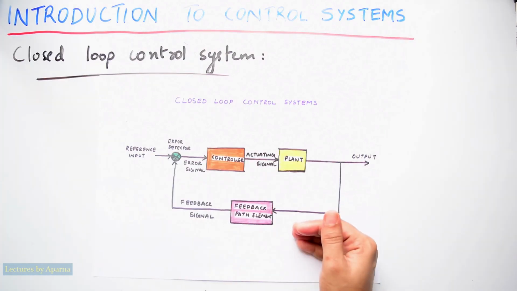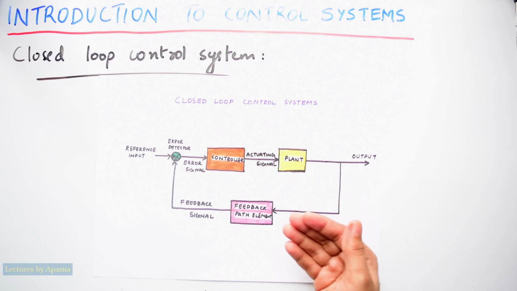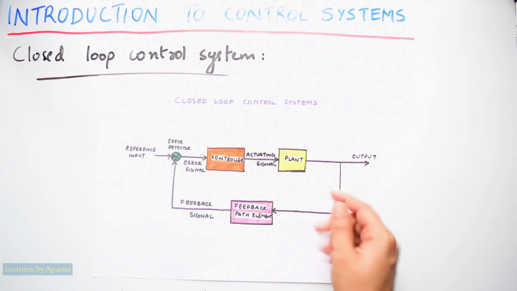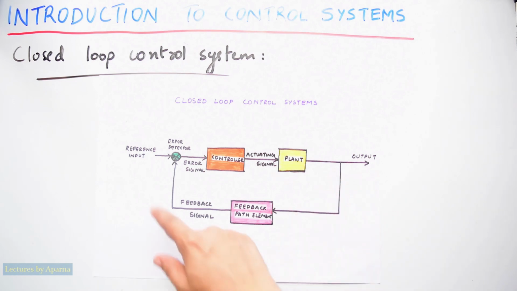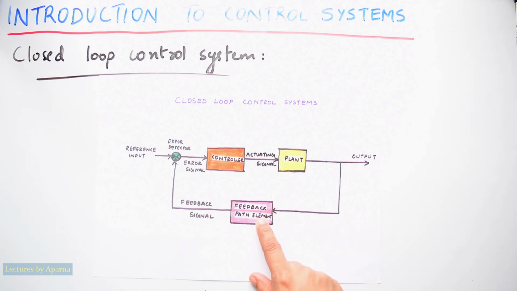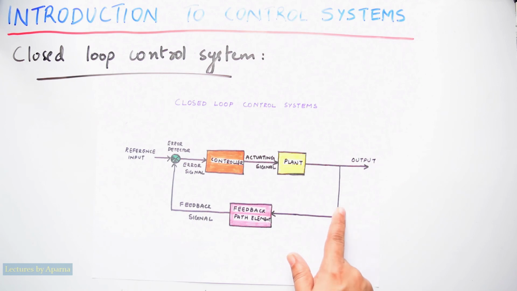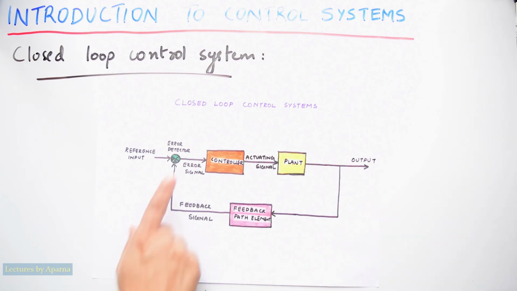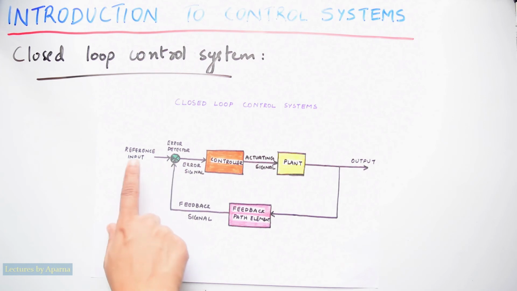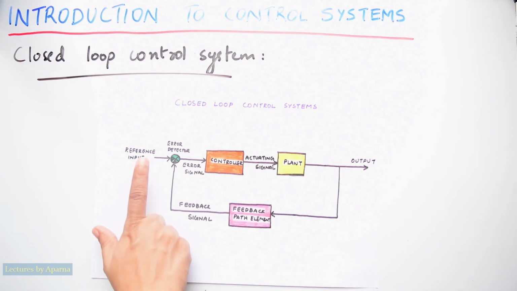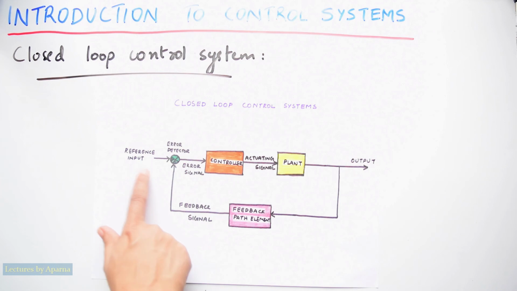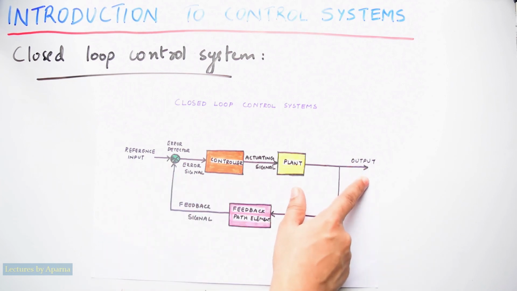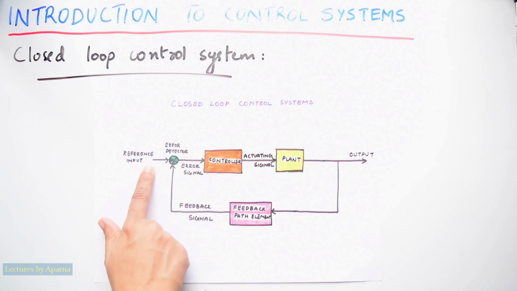Closed loop control system is a modified open loop control system. Here a feedback is given from output to the input. This feedback is given to correct the changes in the output coming due to external disturbances. This is an error detector. This reference input actually corresponds to the desired output that you need. So whatever desired value of output you need, you give here.